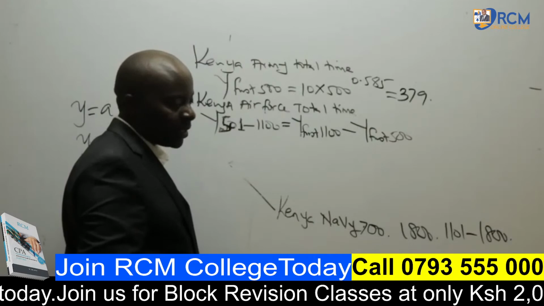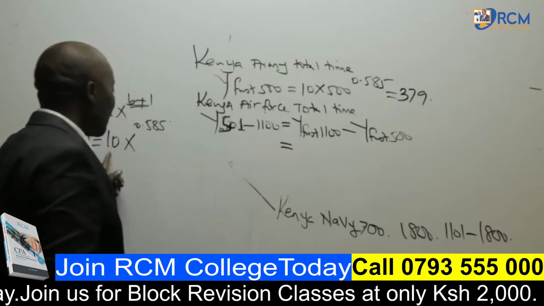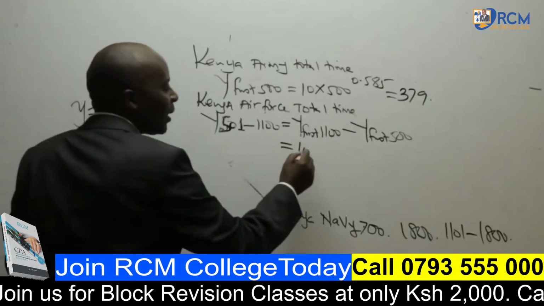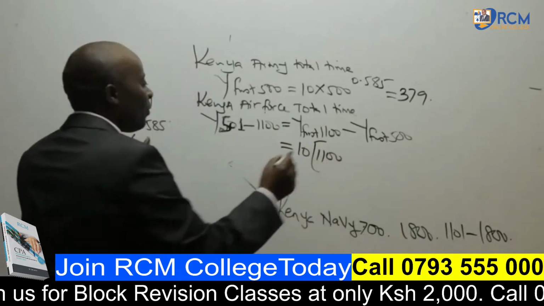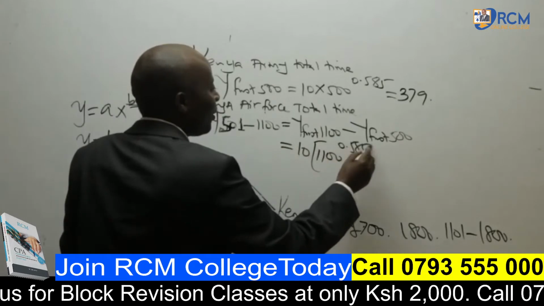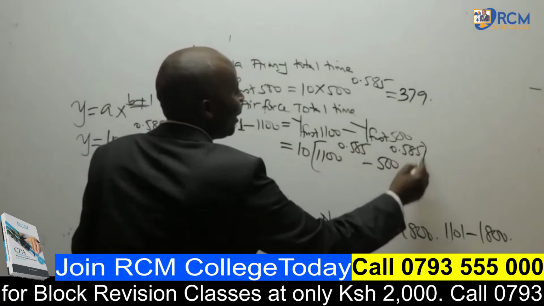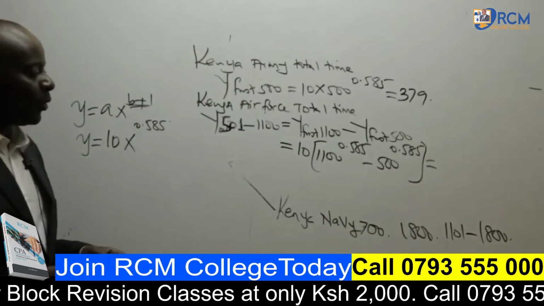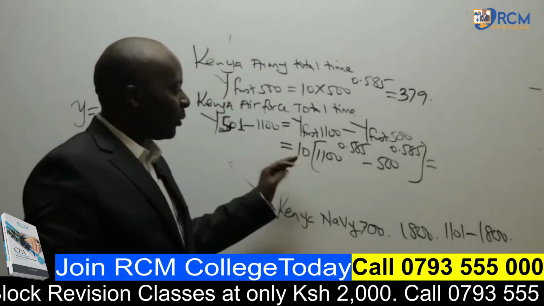Right? So if that is the case, then please come and put the A out. A is applicable to both. So we will say 10 into the quantity here, 1100 raised to 0.585 minus 500 raised to 0.585, like that. What figure are we getting? Somebody there? You can decide to calculate them separately, but we prefer putting A out.